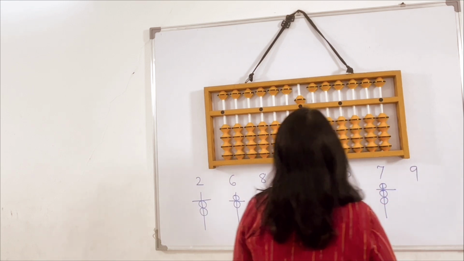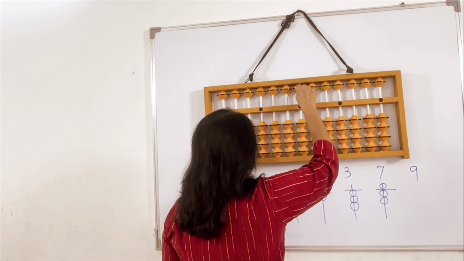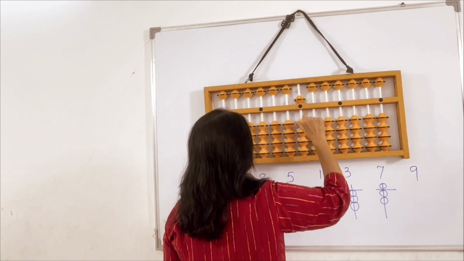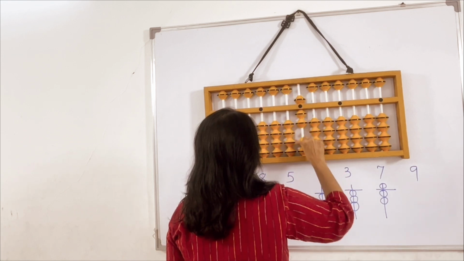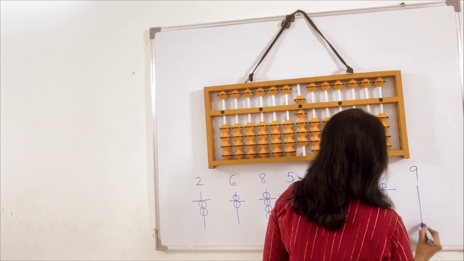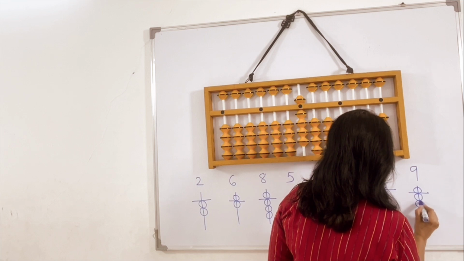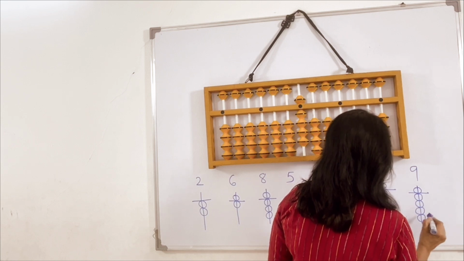9. For 9, we have to take one upper bead, which is 5, 6, 7, 8 and 9. So we will draw the same, one upper bead and four lower beads, which is 5, 6, 7, 8 and 9.